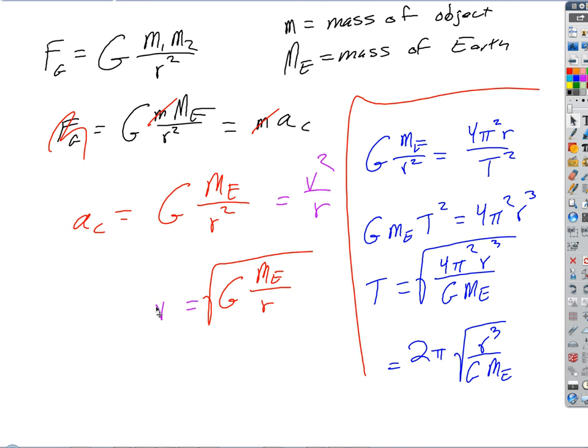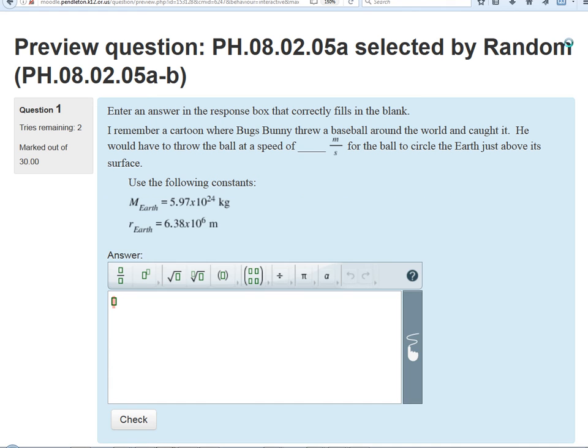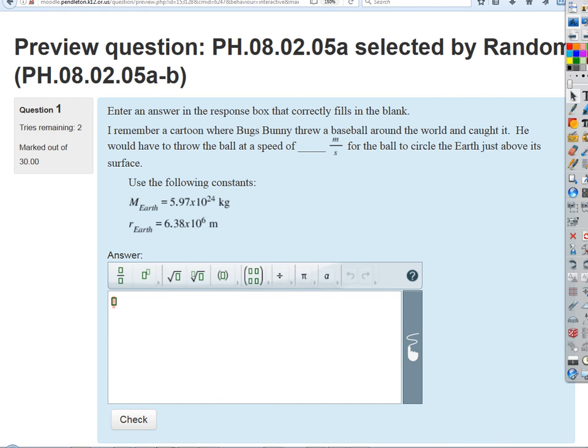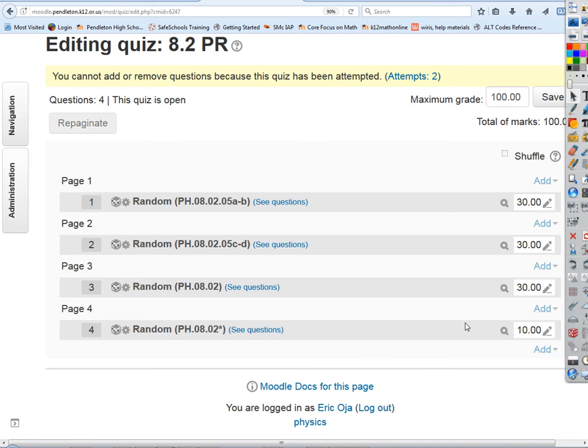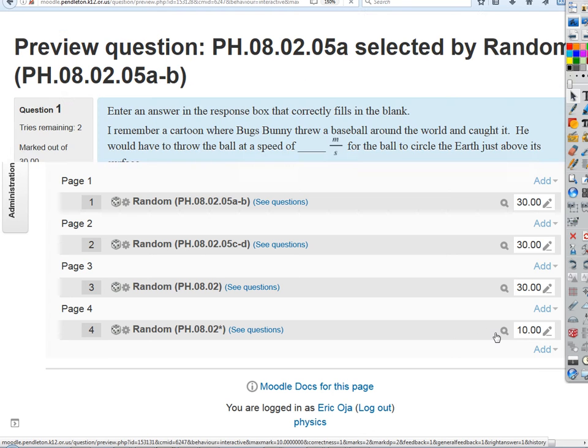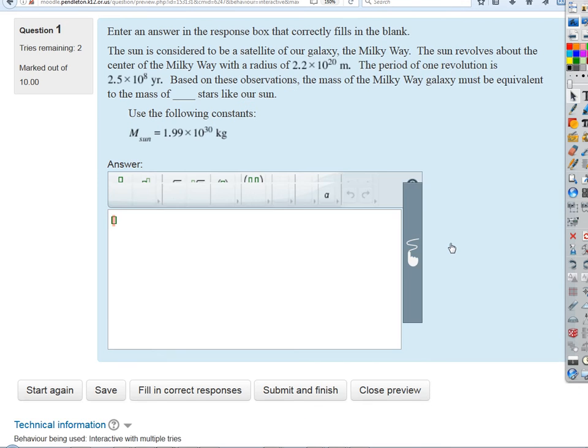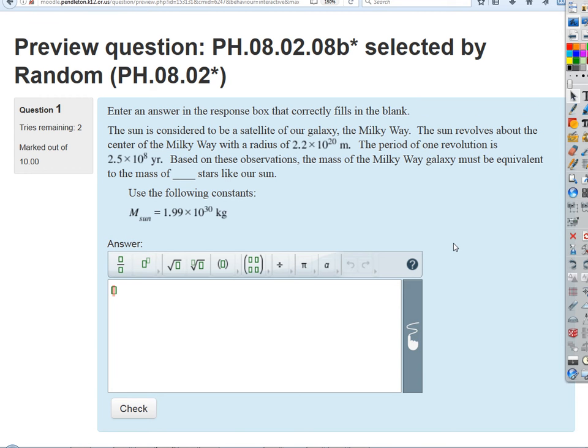Okay. All right. One more. Let's pick the challenge question. This is a great one. Oh, I love this. Okay, so the sun is considered to be a satellite of our Milky Way galaxy, right? It and all the other stars are revolving about the center of mass of the galaxy, which is at the center of the galaxy, right?